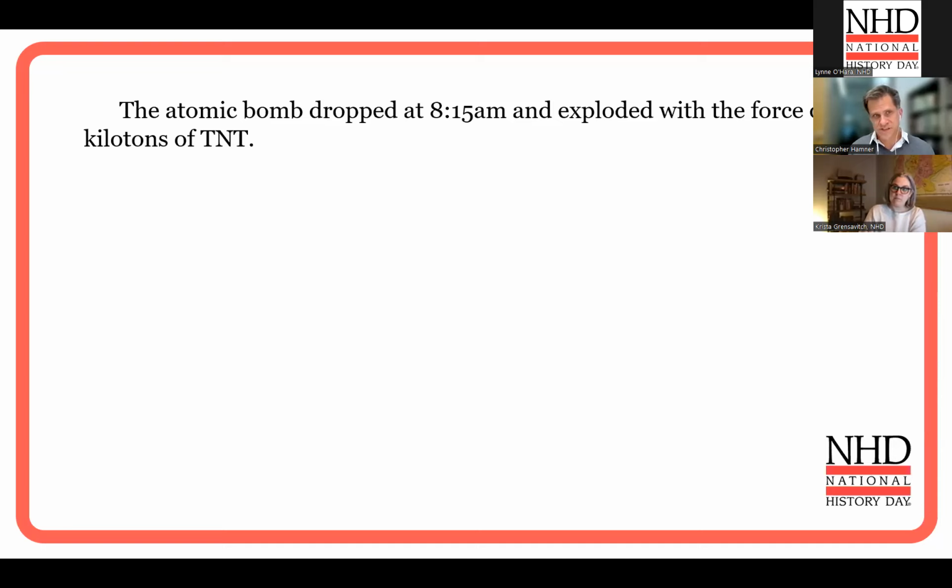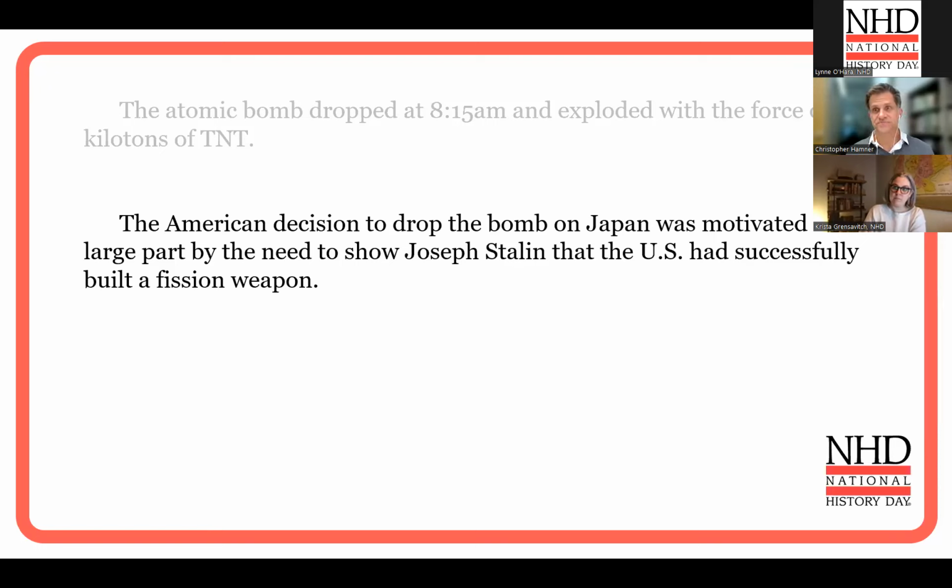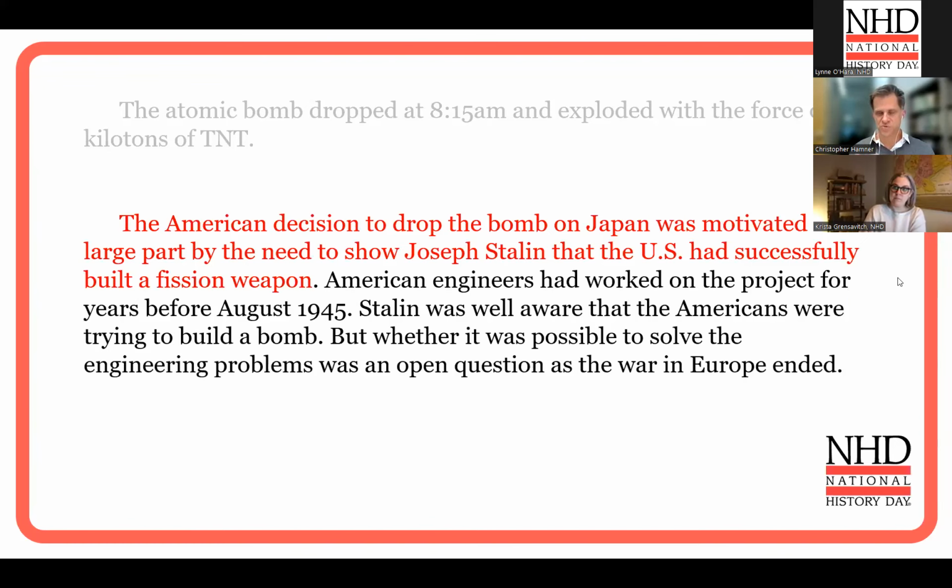So here's a potential topic sentence. The atomic bomb dropped at 8:15 a.m. and exploded with the force of 16 kilotons of TNT. That's a fact, but it doesn't really tell me much about what's coming next. Here's a sentence that has a little more heft to it. The American decision to drop the bomb on Japan was motivated in large part by the need to show Joseph Stalin that the US had successfully built a fission weapon. All right, that's not just descriptive writing. It's analysis that makes a claim. And I think that's a much more successful topic sentence because it gives readers a sense of what this paragraph is going to be about.